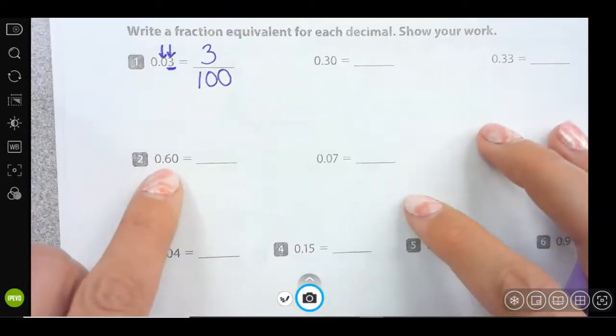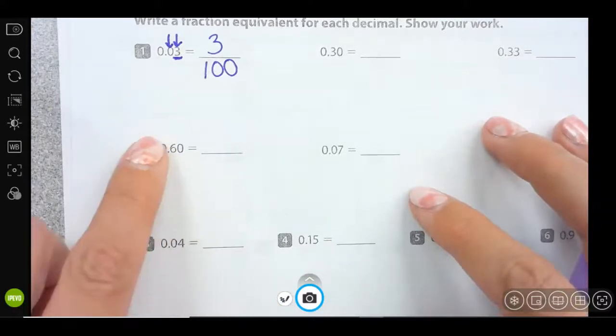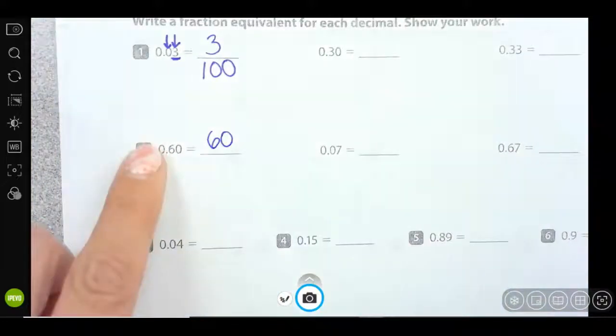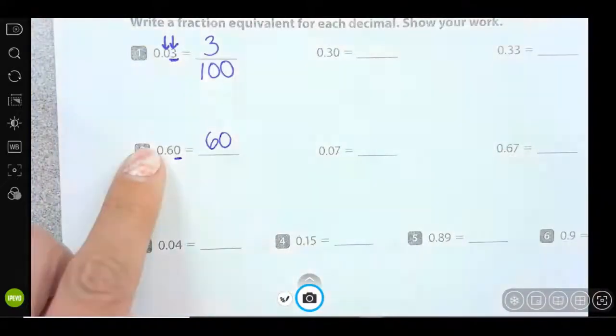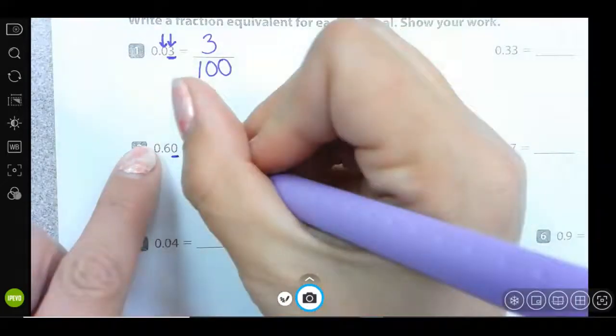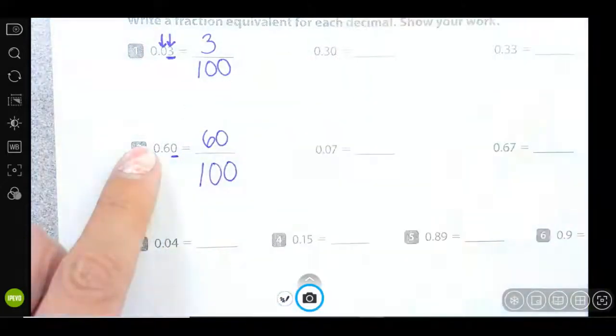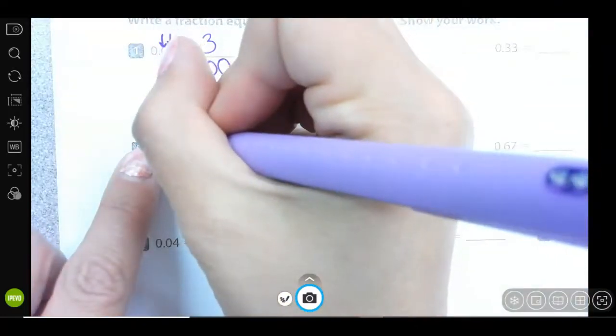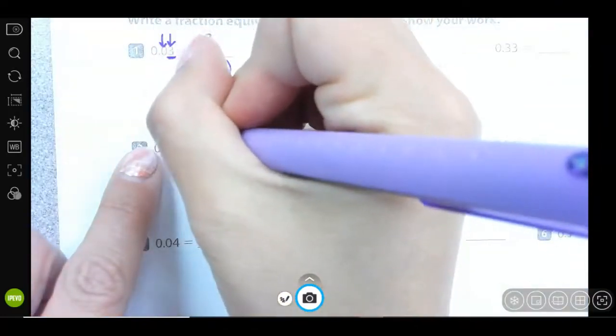Go to number 2. We have 60. But the 0 is in what place value? The hundredths. So 60 hundredths. The 6 is in the tens. The 0 is in the hundredths.